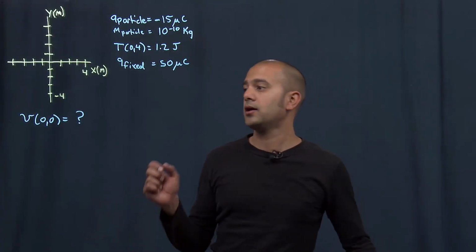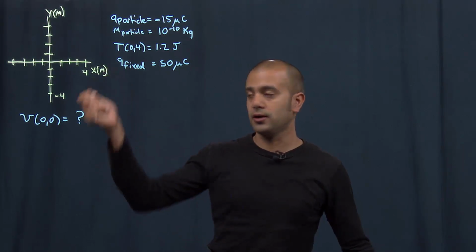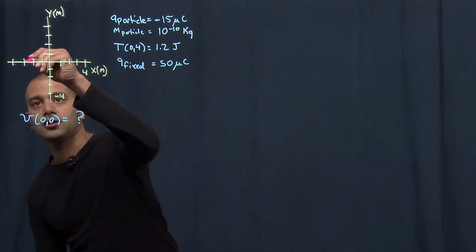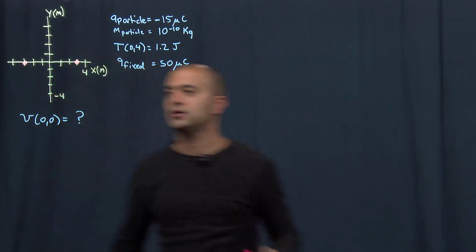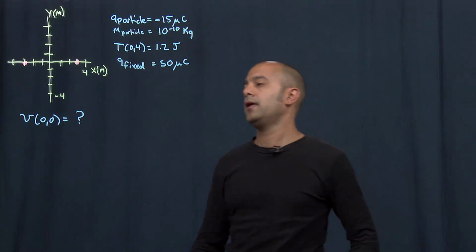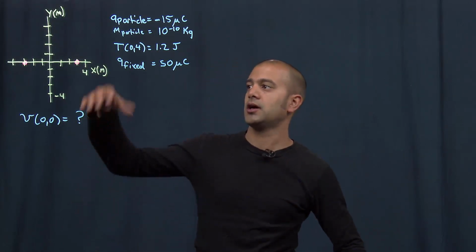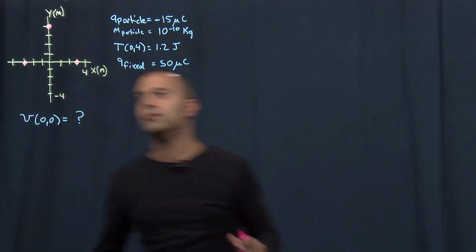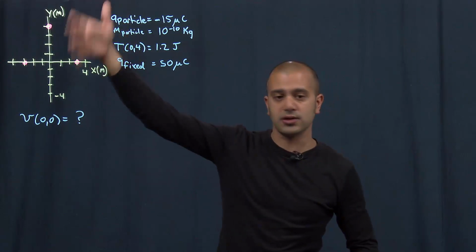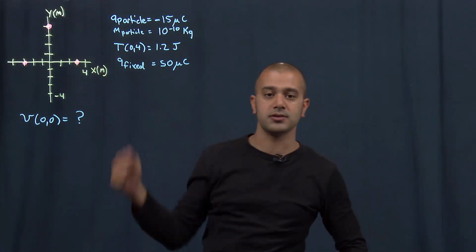So in this problem, we have two fixed charges and then one particle that can move. The fixed charges are at plus and minus x equals 3. And then we have a moving charge that currently is at y equals 4 on the y-axis. And that particle, from what it tells us, is moving downward, and we're asked to find its velocity when it gets to the origin.